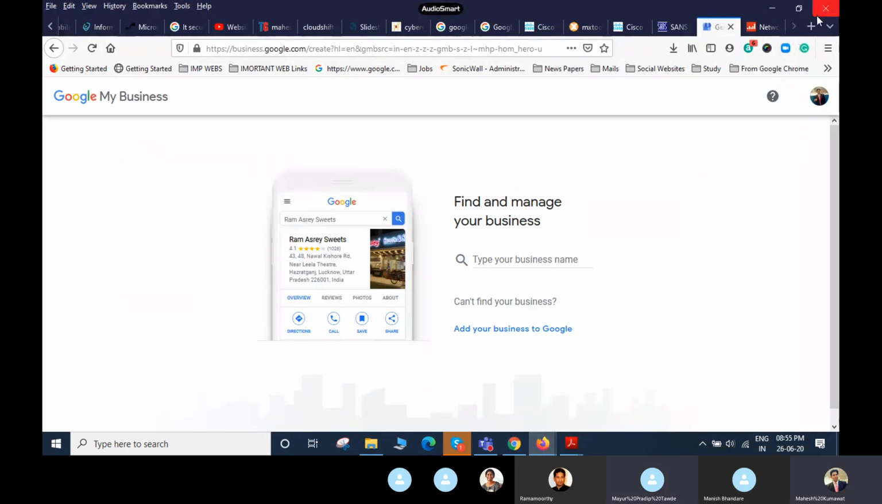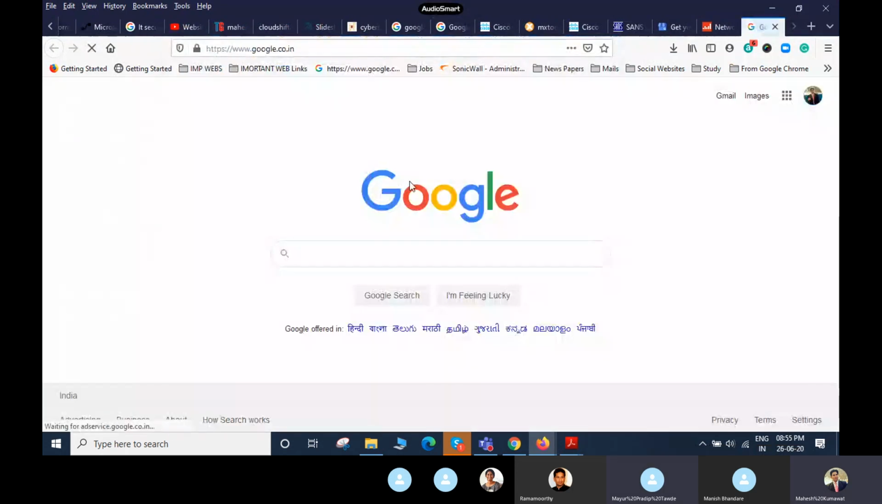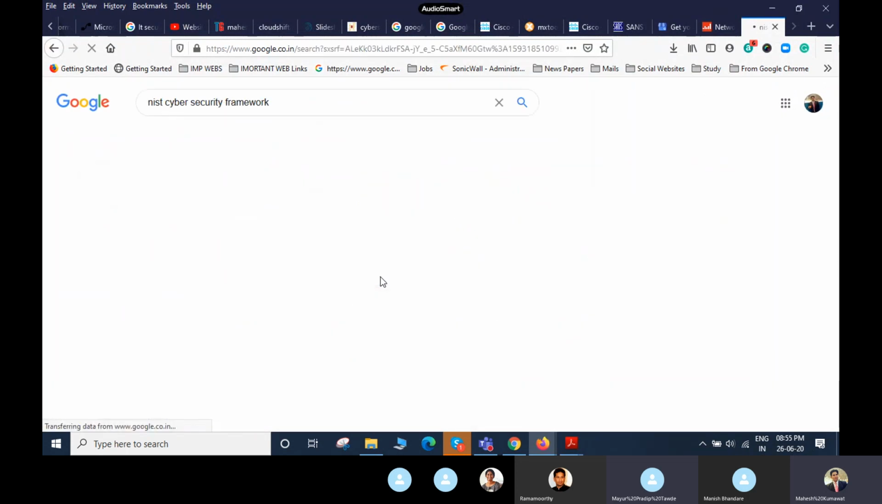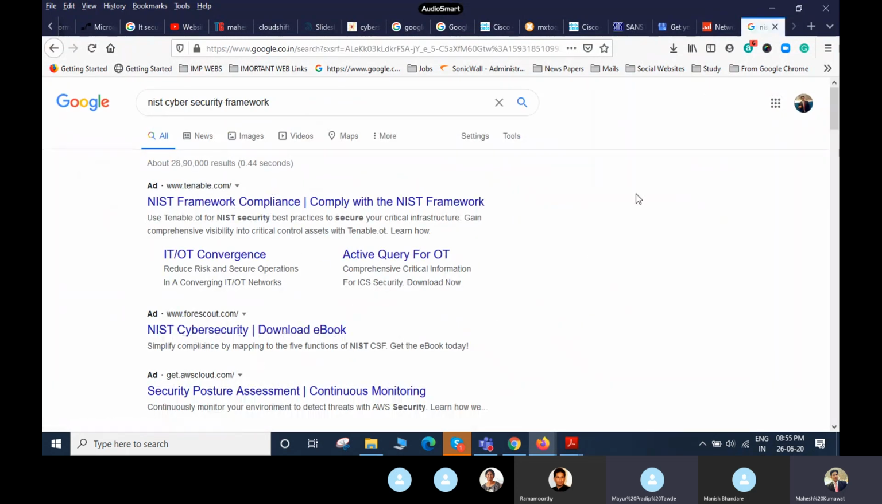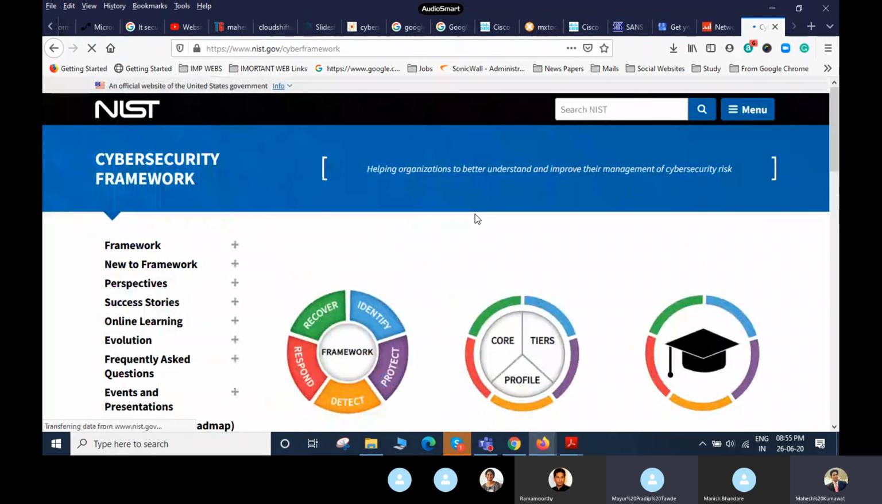Basically, NIST is more towards security and best practices for using security, and ISO deals more with risk management.